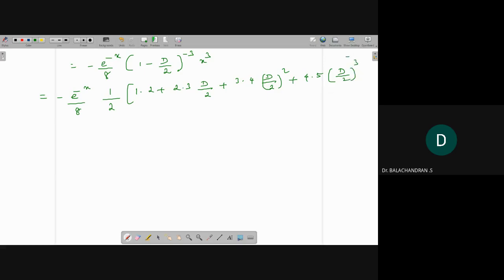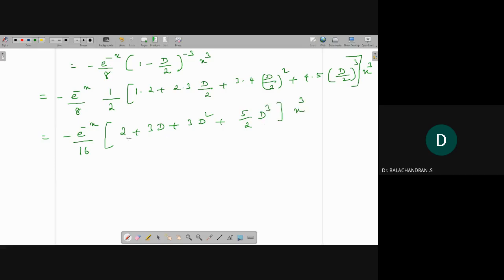I think this is enough. Up to this is enough. Into x cube. So now this is equal to minus e power minus x divided by 16. Simplify. So 2 gets cancelled. 3d plus 4 gets cancelled. 3d square. This is 2 power 3, 8. 4 by 8 is 1 by 2. So 5 by 2 d cube into x cube.